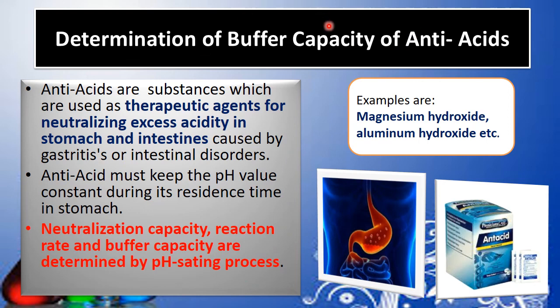The last one is the determination of buffer capacity of antacids. Antacids are substances used as therapeutic agents for neutralizing excess acidity in the stomach and intestine caused by gastritis and intestinal disorders. Examples here include magnesium hydroxide and aluminum hydroxide. This is an image showing the excess acidity in the stomach. These are antacid tablets. An antacid must keep the pH value constant during its residence time in the stomach. Neutralization capacity, reaction rate, and buffer capacity are determined by the pH stat process.